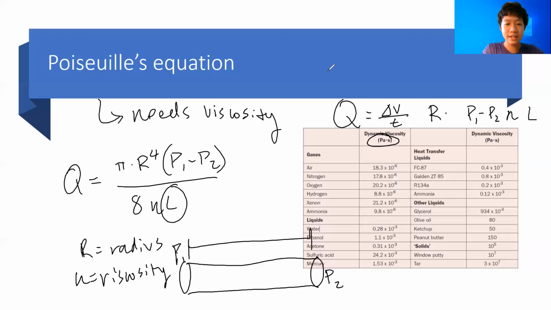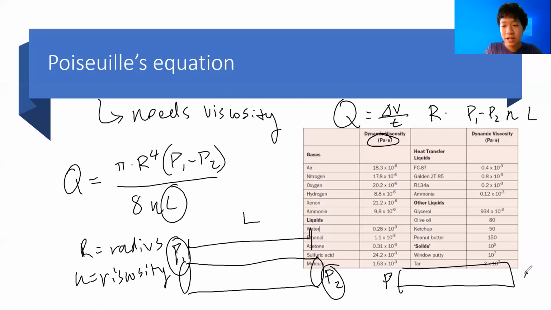Why we need L is because the pressure difference depends on the length. If we had a very long pipe with a pump right here that maintained a high pressure and zero pressure right here, obviously the pressure is going to decrease as we go to the right. So if we cut off a section of pipe here, we need to consider how long it is as well. That's why we have P1 minus P2 in terms of L.